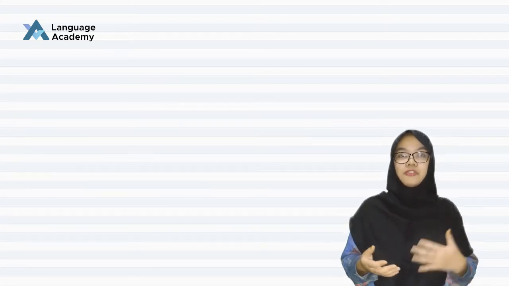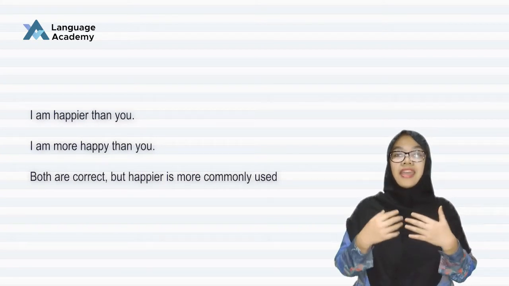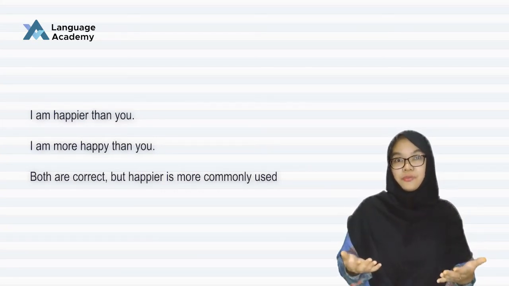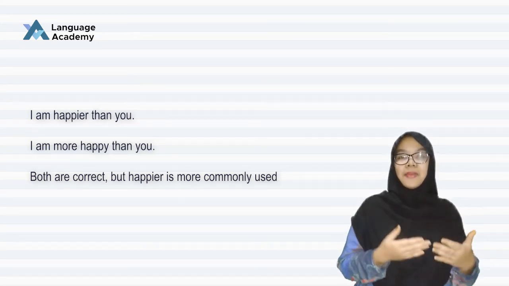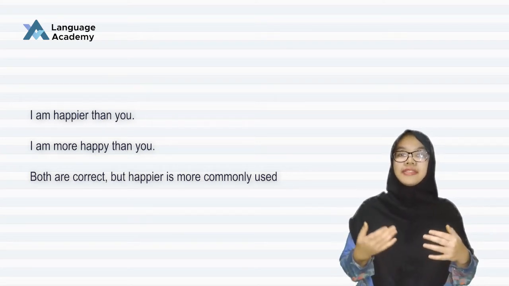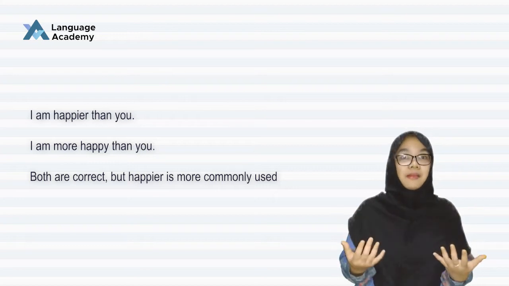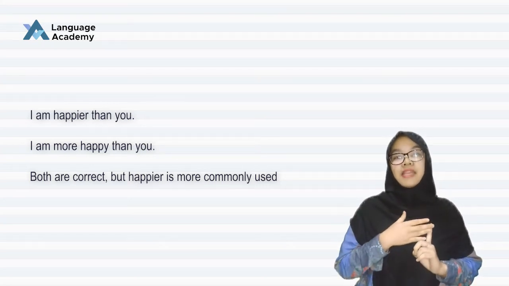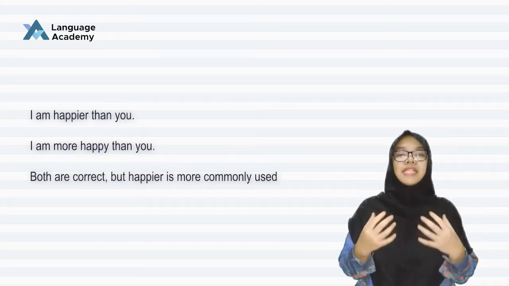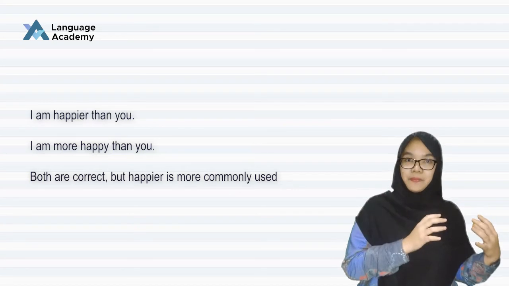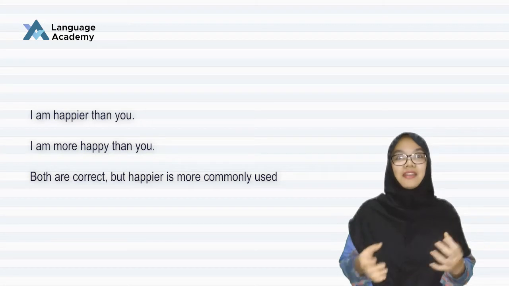For example, you can say, I am happier than you. Saya lebih bahagia daripada Anda. You can say, I am happier than you, or you can just say, I am more happy than you. Sebenarnya kedua-duanya sama, but remember ada satu bentuk yang biasanya lebih umum digunakan. So, in this case for happy, biasanya yang lebih sering digunakan adalah happier. Meskipun more happy itu tidak salah, tetapi yang biasanya lebih sering digunakan adalah happier.